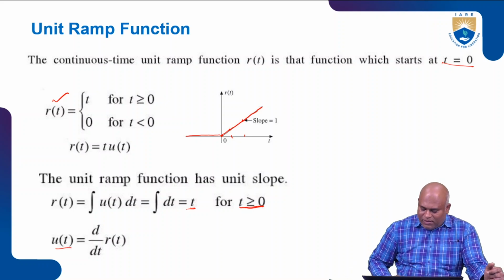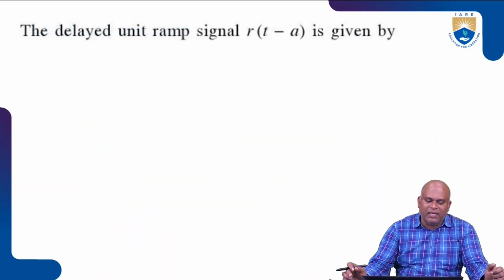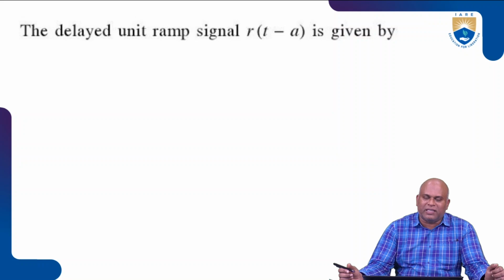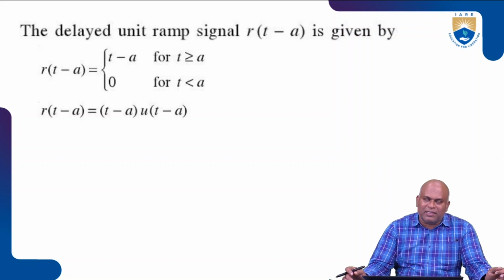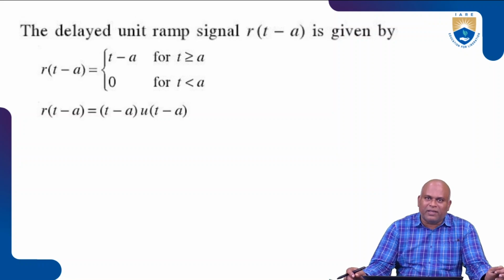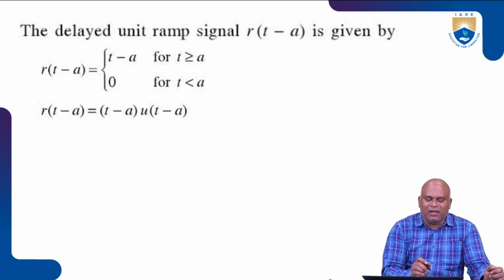Next case, the delayed unit ramp signal r of t minus a is given by r of t minus a is equal to t minus a for t greater than or equal to a, and 0 for t less than a. We may also write the mathematical model in this form: r of t minus a is equal to t minus a times u of t minus a.